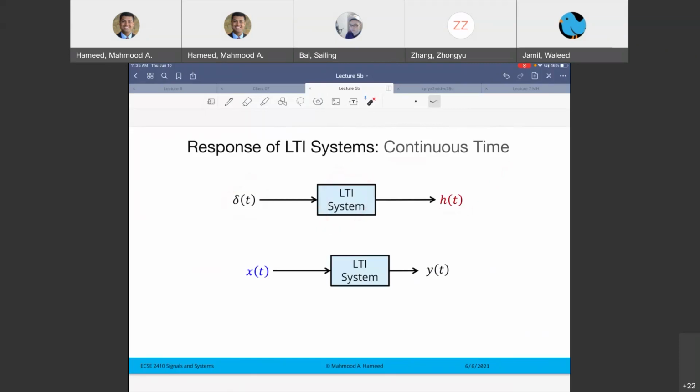I know the LTI system now. Once I know the system, I know h of t and I'm using it there. Now, for any new x of t that you give me, that new x of t could be arbitrary. It could be a step, it could be a ramp, a combination of steps, a combination of ramps, a combination of impulses, whatever.